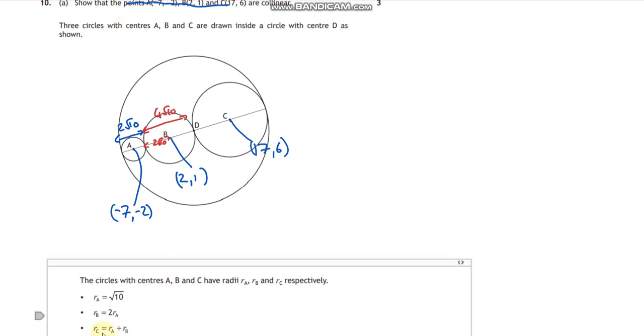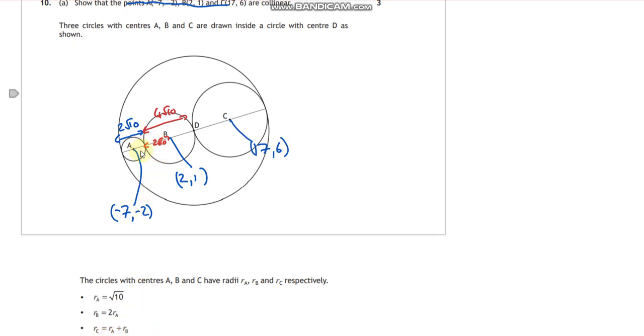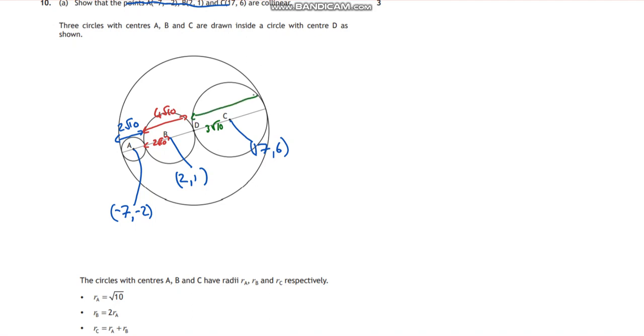And this one's saying that the radius is RA plus RB. Okay, so that's √10 plus 2 √10. So this one is going to be 3 √10, which would make that whole distance 6 √10. Very good. So it means the diameter of this circle, and in fact, before I do that, so I've labelled everything up.